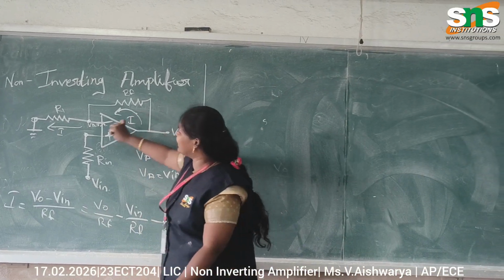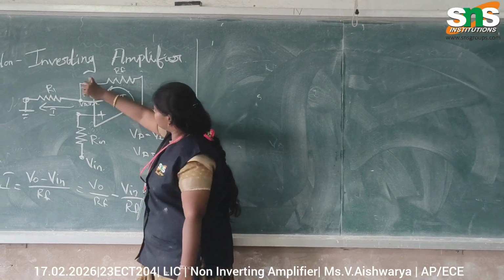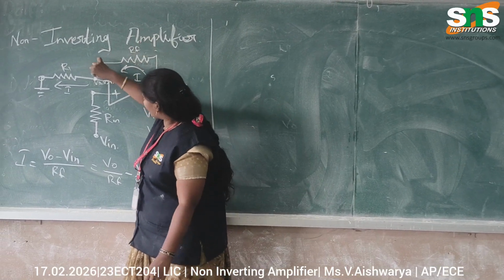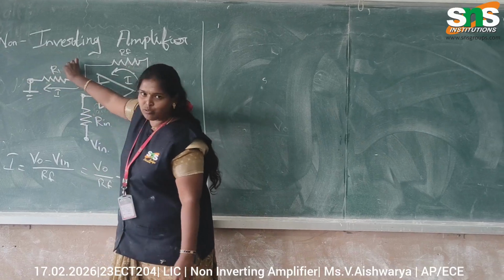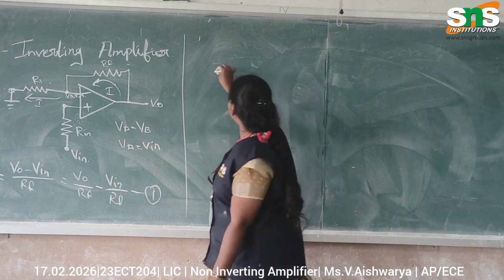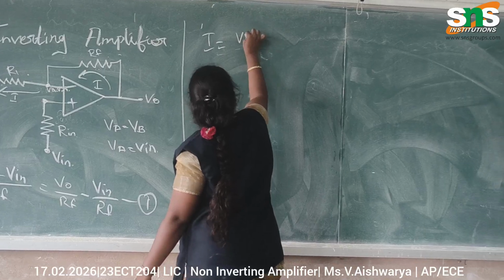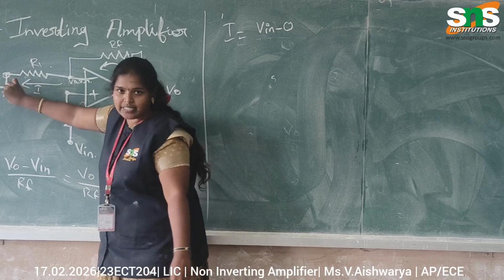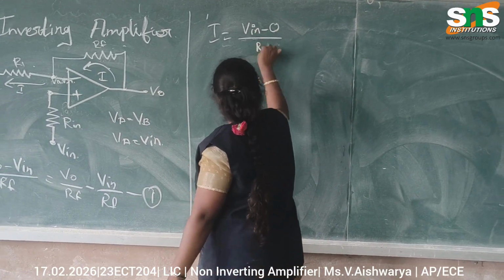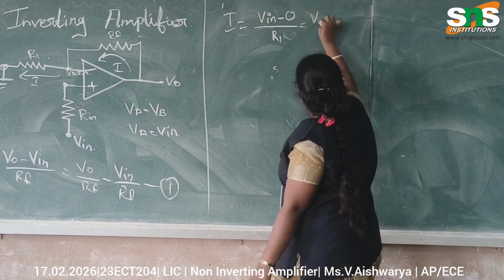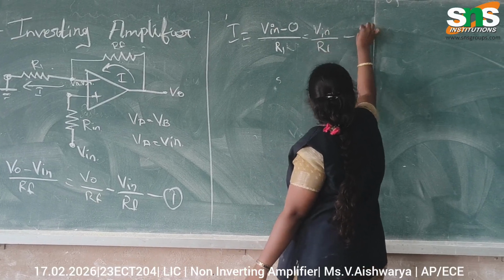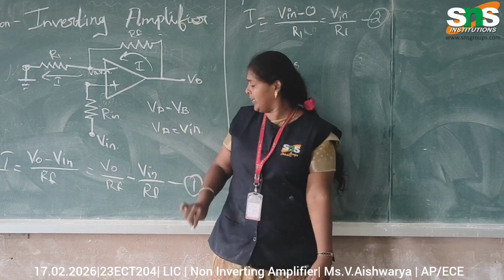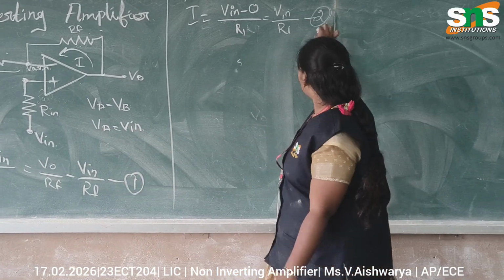Next, we have to calculate the input side current. The current flows from here to here with respect to this resistance R1. So I write I equals V in minus 0, because this terminal is grounded, divided by R1. Then it is V in by R1. This is our equation 2. Now we have to equate equation 1 and equation 2.